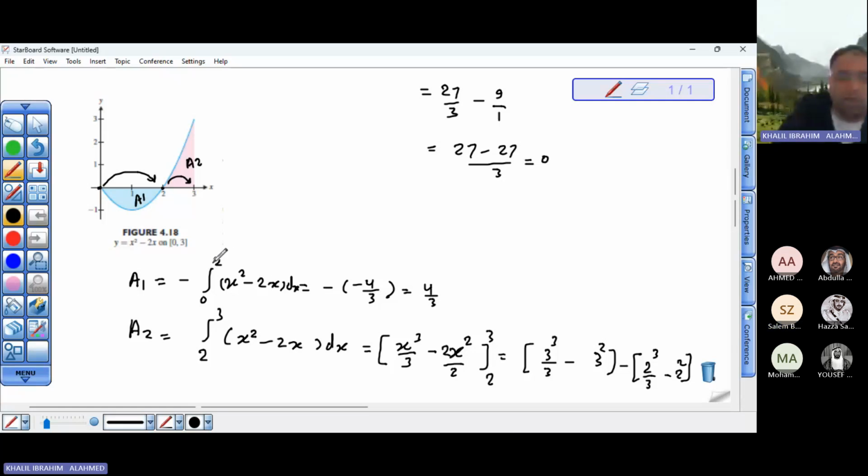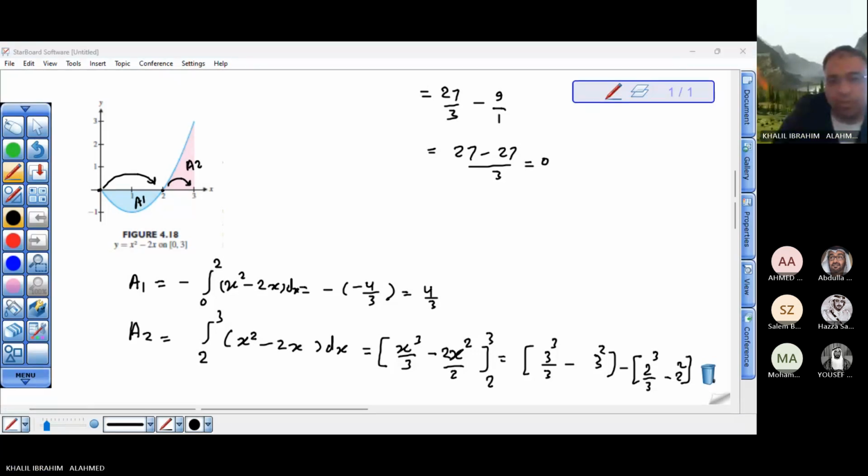Yes, don't change the terms of integration, upper and lower. Yes, good. Okay, let's move to the next question.